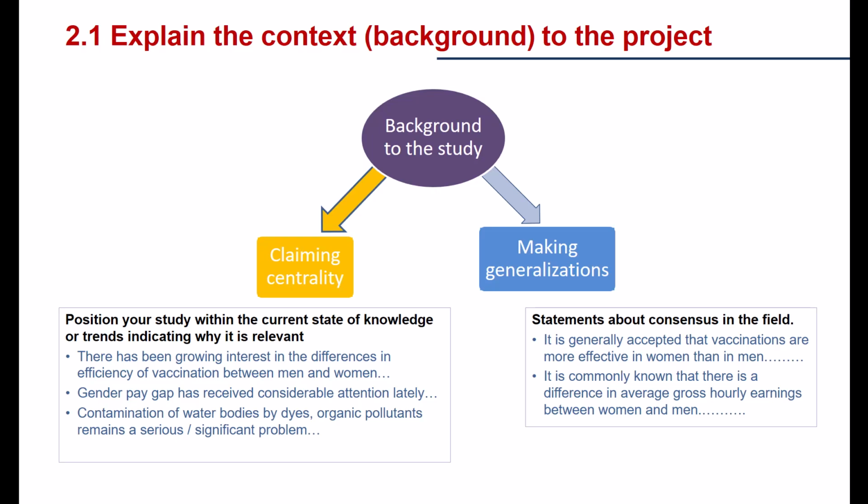Or another option is to make generalizations, and this has to do with concepts that are already accepted or consensus in the field, which you want to use as a basis for your study. So it's generally accepted that vaccinations are more effective in women than in men. Then this is the basis for your study. You want to investigate why this is the case.